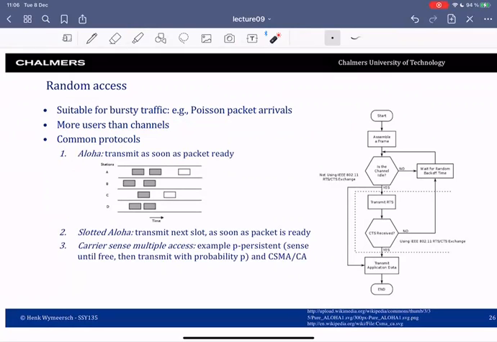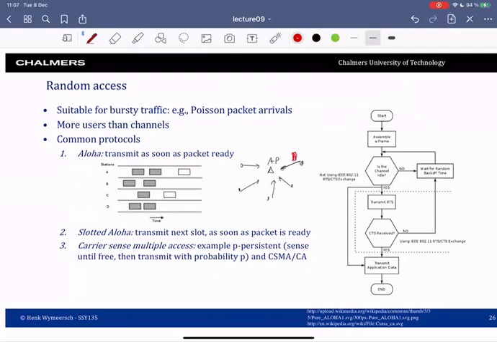So here are some common protocols. The first protocol is the Aloha protocol, where you just transmit as soon as you have something to send. Okay. So again, you have, let's say, an access point. You have different users. They want to communicate with this access point. And as soon as you have something to send, you send it to the access point. Right? And when you send something, you send basically just a short packet.